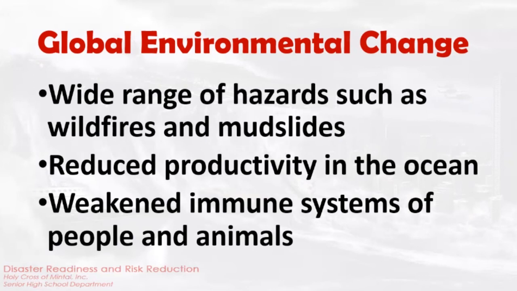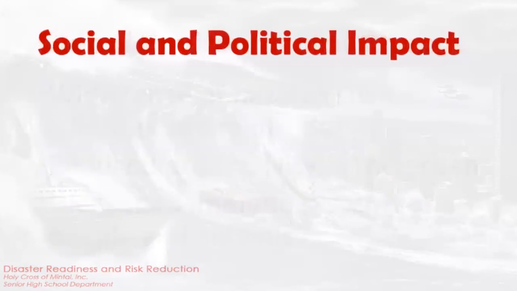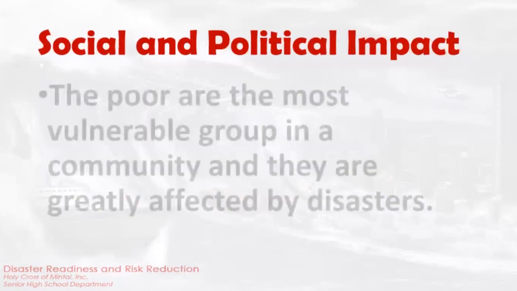Global environmental change, so there is a wide range of hazards such as your wildfires and mudslides, reduced productivity in the ocean. Yes, disturb po ang mga marine life nato, and it weaken the immune systems of people and animals. Yes, lalo na pag na-stress pa dito, lalo mas magbaba pa ang immunity. So, immune system. So, prone for diseases na po or sakit-sakit. Ayan. Okay? Ano pa? Your social and political impact.